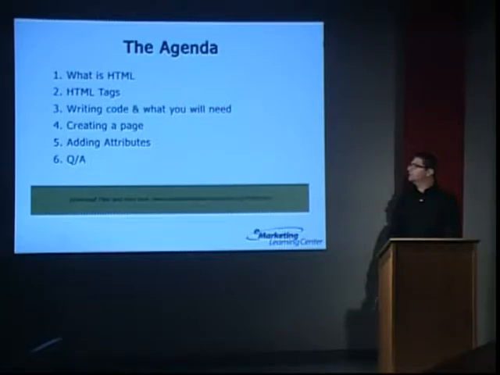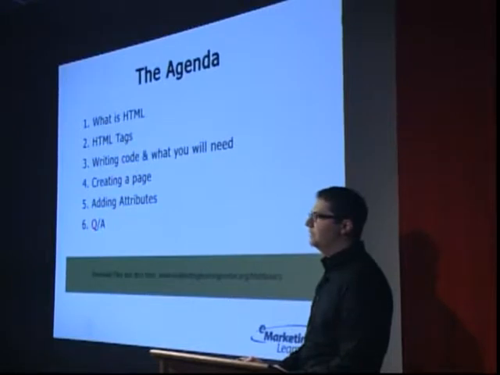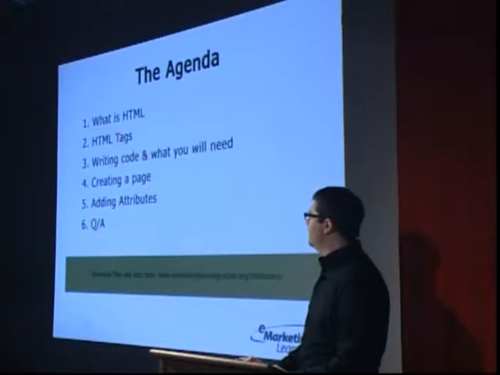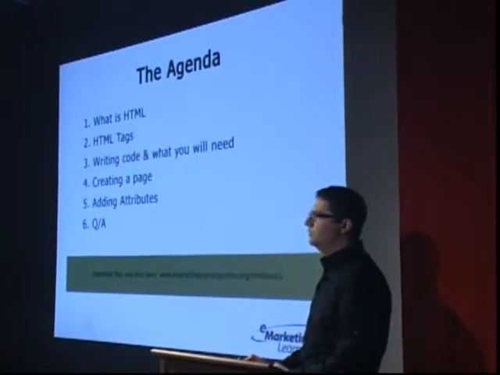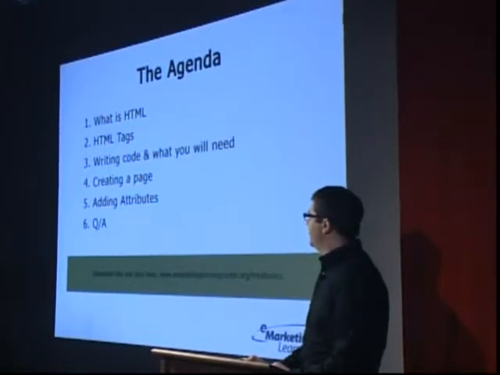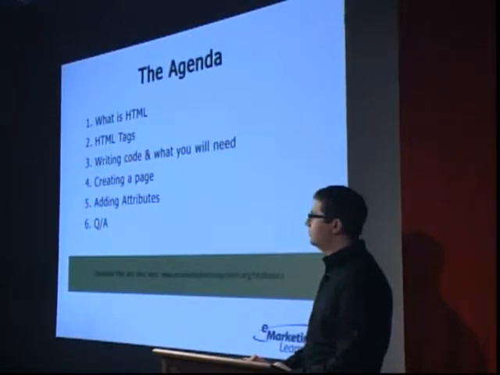The agenda for this class: we're going to talk a little bit about what HTML is. Then we're going to move on to HTML tags. Also, in that tag section, we're going to talk about properties and attributes, what those are and how they affect your code. Then writing code and what you will need. We'll go over the basic software that you can use to write your code and create HTML web pages. Then we'll create the page and add the attributes at the end. Afterwards, we'll go on to a short Q&A session.